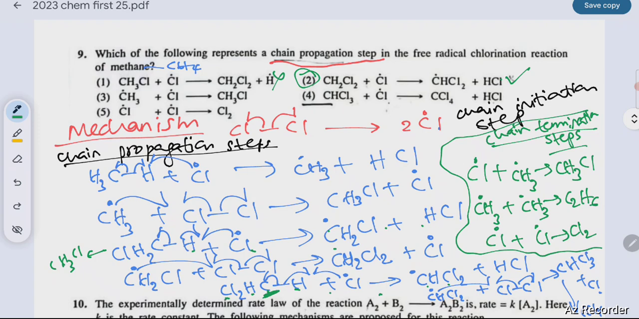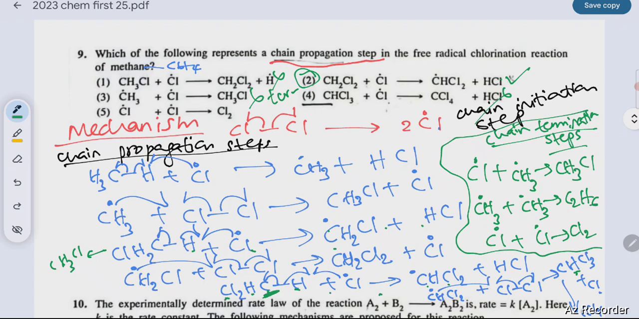CH3Cl with CH3Cl, that is a termination step. Then CHCl3 plus Cl dot. Let's see that one, CHCl3. If this continues, CHCl3 plus Cl dot will give, not this one, right? Because here they form a radical. CCl3 radical will be formed.